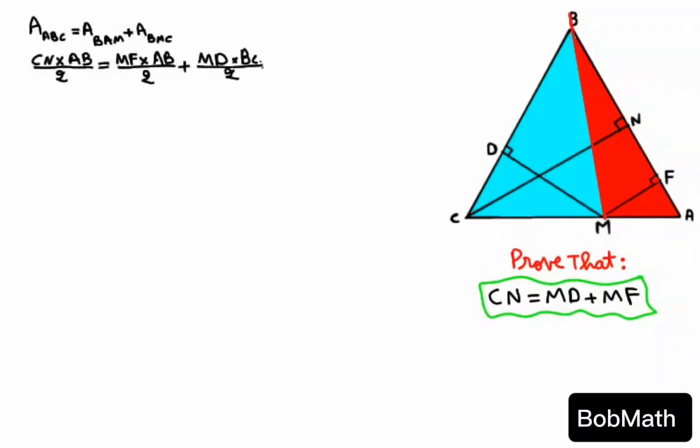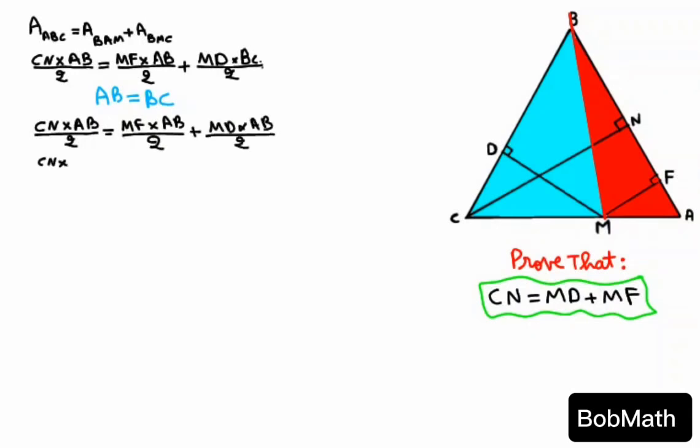Now we have AB equals BC, so CN times AB divided by 2 equals MF times AB divided by 2 plus MD times AB divided by 2. Therefore, CN times AB divided by 2 equals, now we have a common factor, the number AB divided by 2. So AB divided by 2 times (MF plus MD).